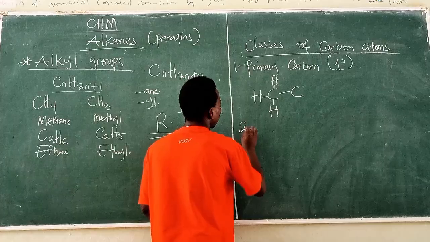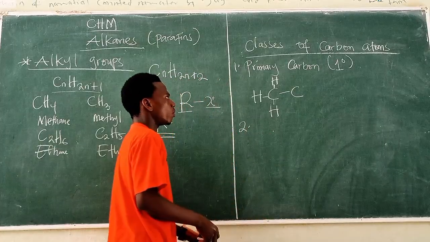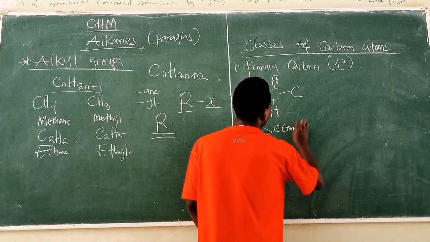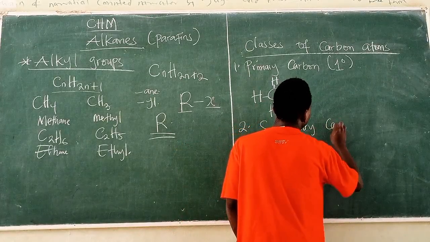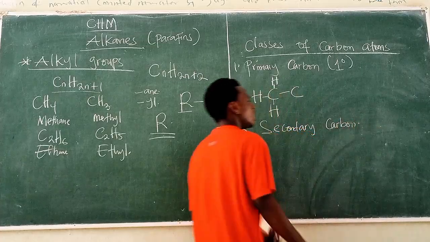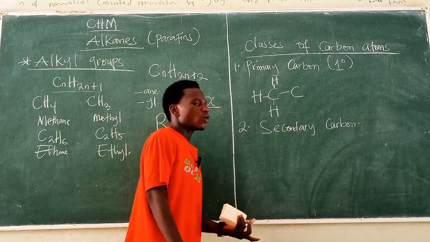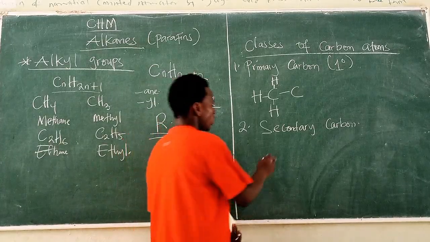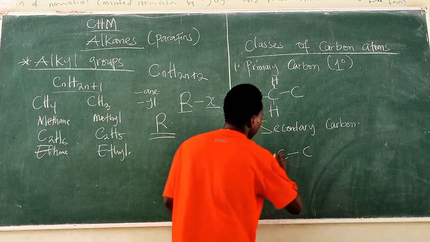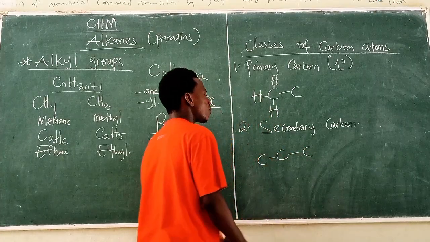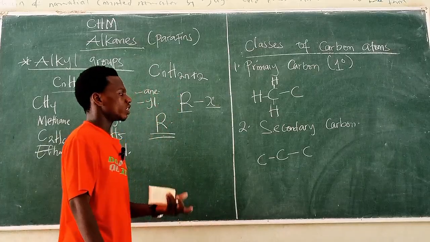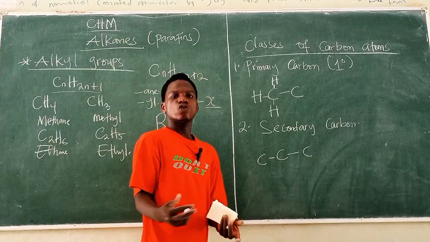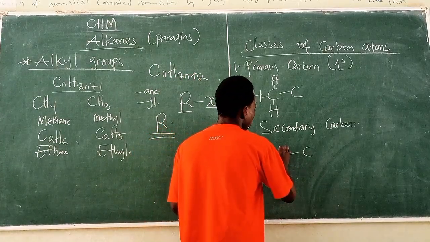So the second class of carbon atoms that we'll be looking at is a secondary carbon. Now, a secondary carbon is a carbon that is bonding to 2 other carbon atoms. When you have a carbon that is bonding to 2 other carbons, then that carbon is known as a secondary carbon. And this connection makes it possible for the secondary carbon to be connecting to two other hydrogen atoms.